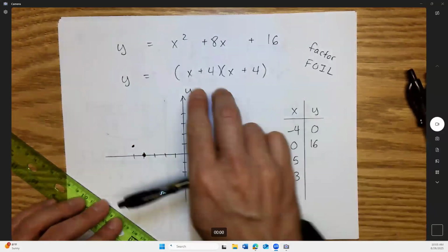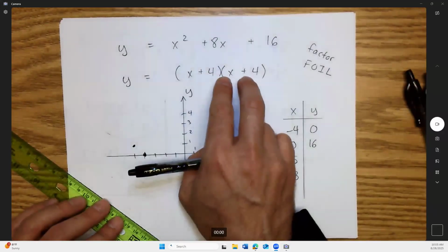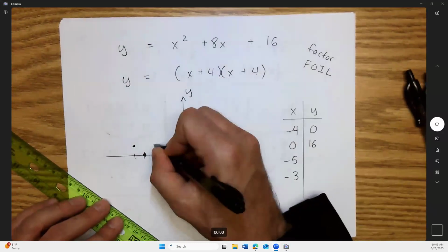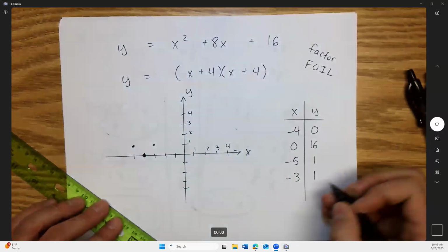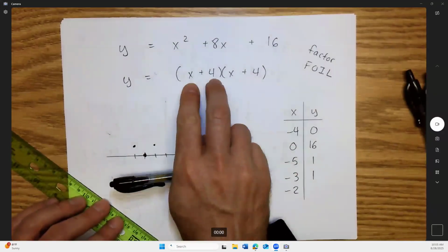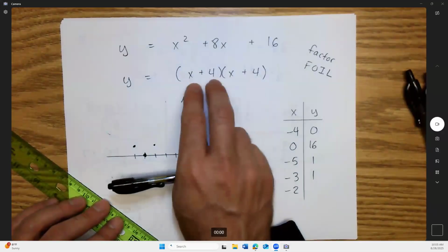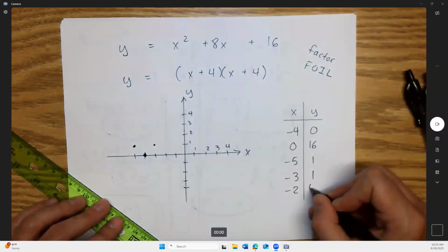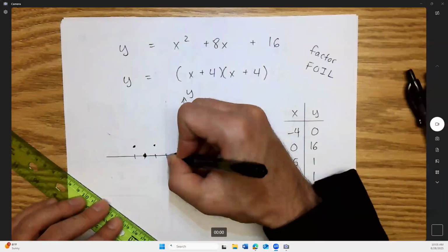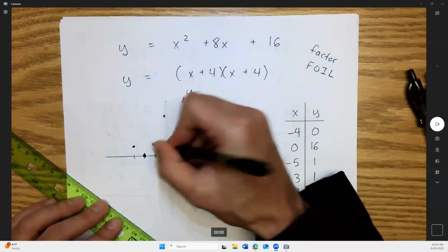What about -3? If I do -3 plus 4 is 1, 1 times 1 is 1. So this is 1, this is 1. Do one more. What if I plug in -2? What's -2 plus 4? 2. And this would also be 2. So what's 2 times 2? 4. So point -2, 4. Now we got 4 points.